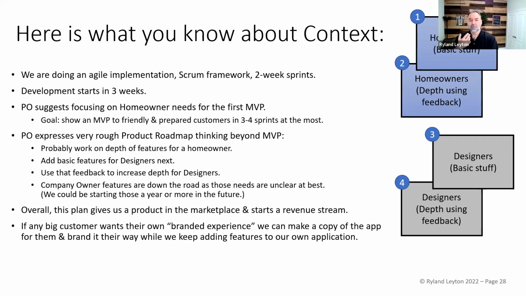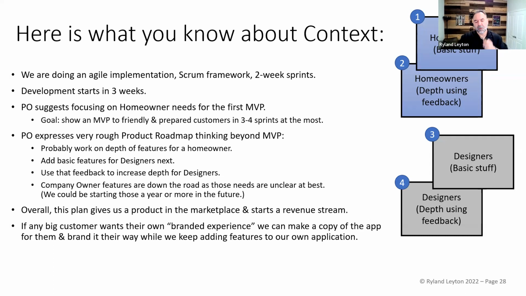Okay, and our goal from the product owner is to do an MVP to friendly and prepared customers in 3 to 4 sprints because I've got nothing. And my product owner is there with me and says, yeah, I want to get feedback. I know that it is not going to be everything I want. I'm going to prepare the people we show it to, so they know they're looking at work in progress. And I want their opinion about key things. They're going to help me shape what we're going to do. Okay, so far, this is good to me.